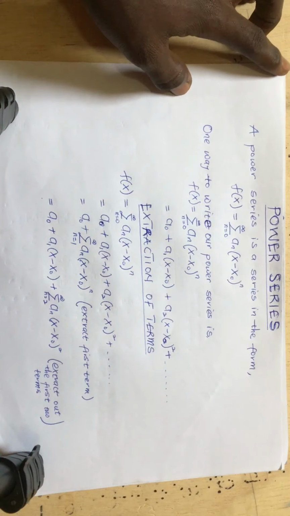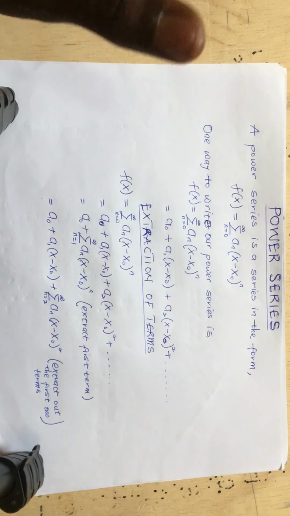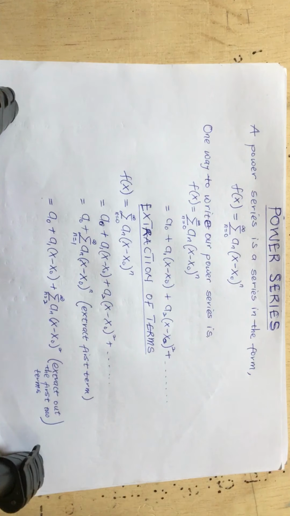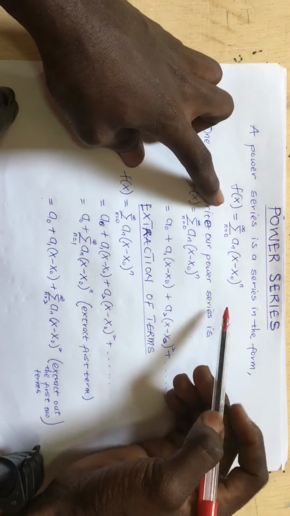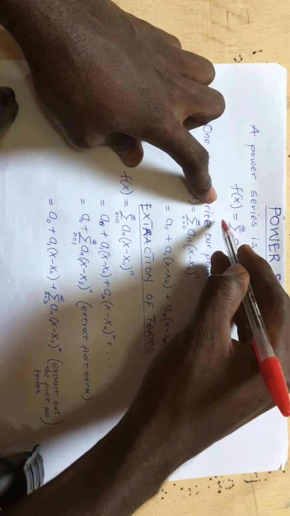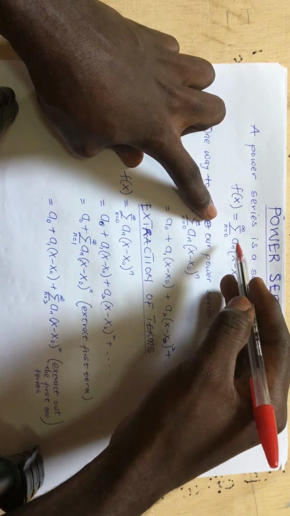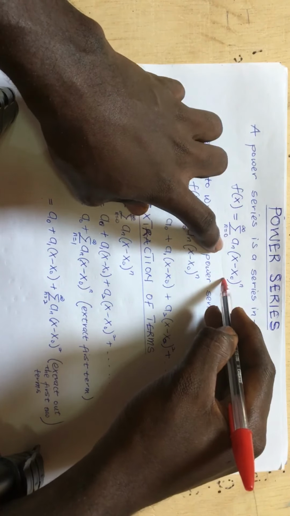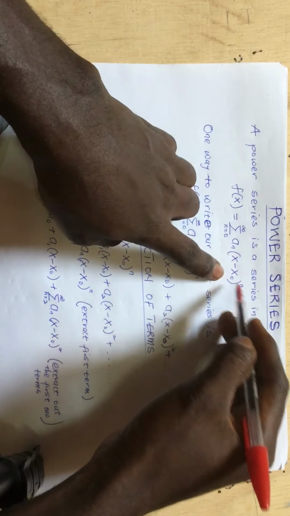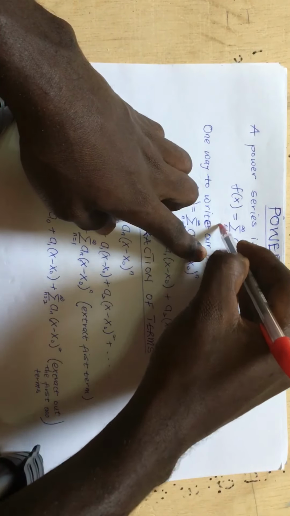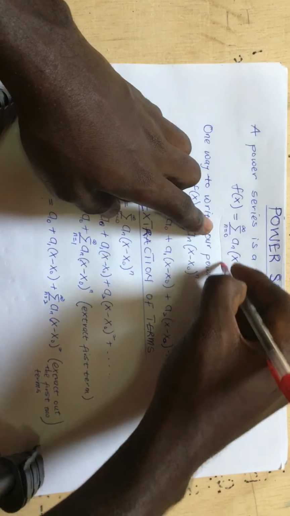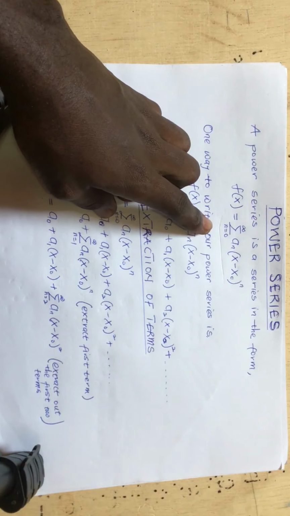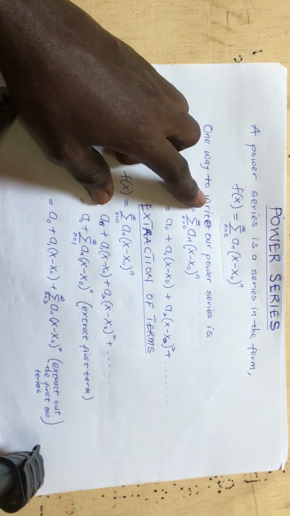Hello. Today we are looking at how to use power series to solve differential equations. But before that, let's look at what a power series is. Any series in the form of the summation from n equals 0 to infinity of a subscript n times (x minus x naught) all raised to the power n, any series in this form is what we call a power series.